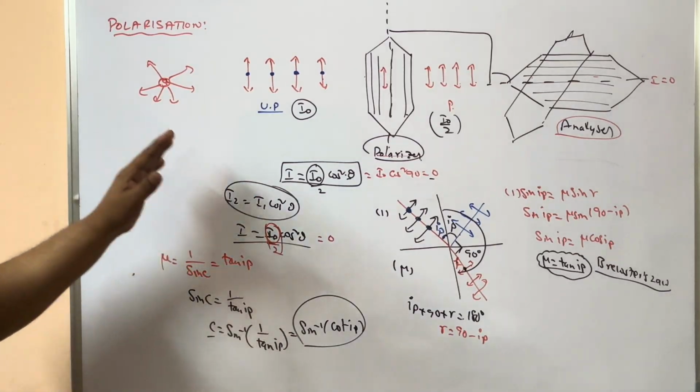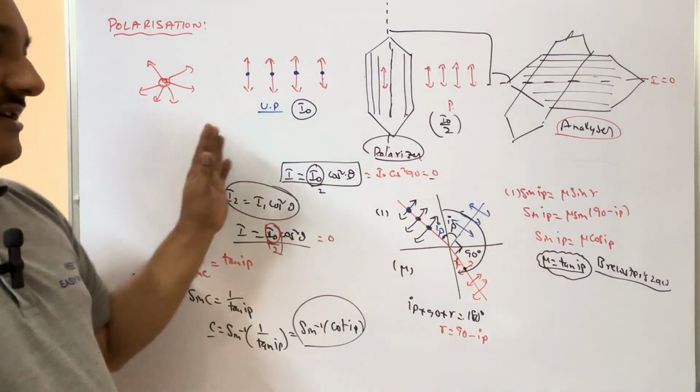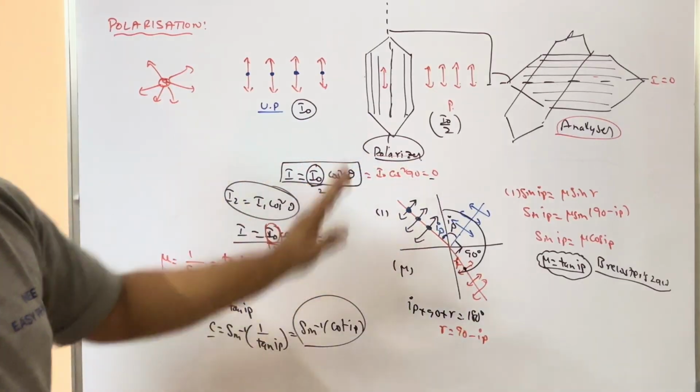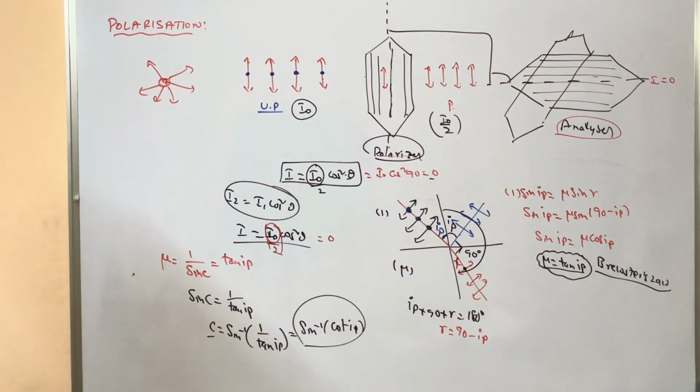From wave optics, 90% they will ask from Young's double slit experiment. So the remaining 10% chance is there to get from either diffraction or polarization.